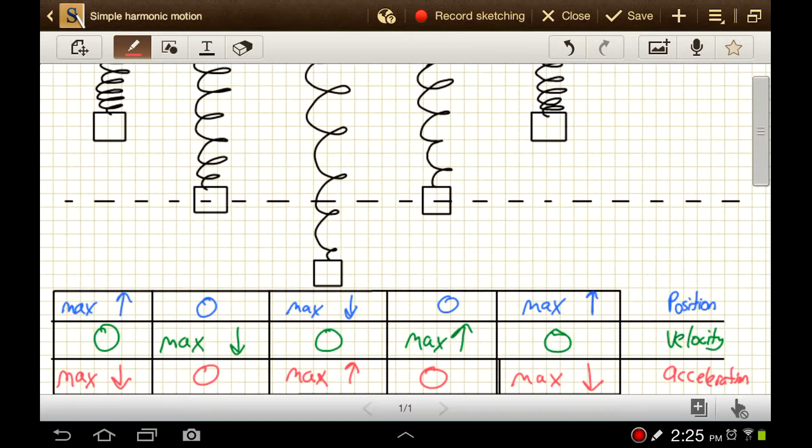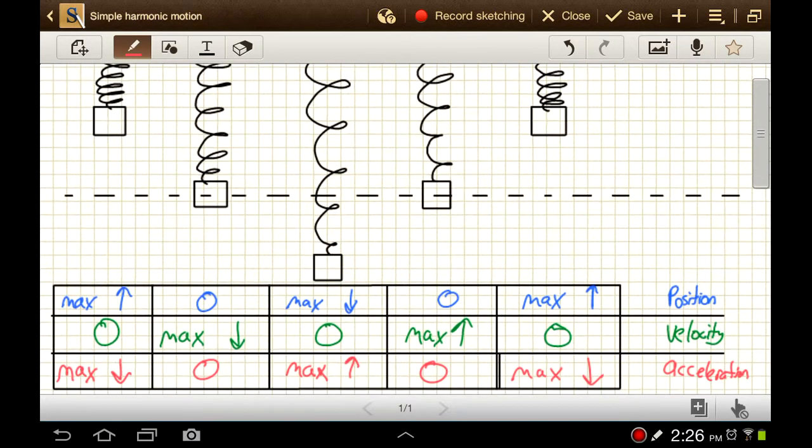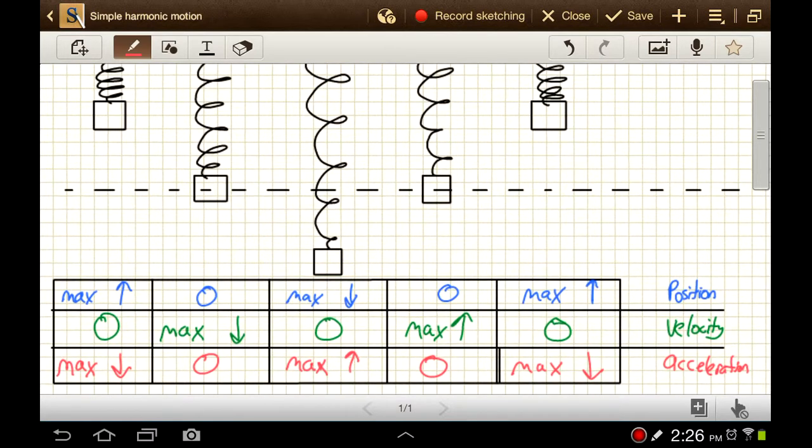I think it's worth noting here that whenever we have a maximum upward position, we also have a maximum downward acceleration. So those two are just flip-flopped from each other. And whenever we have a maximum downward position, we have a max upward acceleration. It's also worth noting that whenever our position or acceleration are at a maximum for either upward or downward, velocity has a value of 0 at those points.